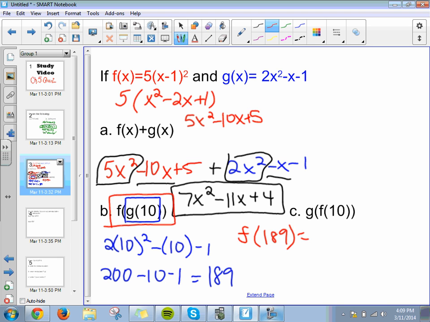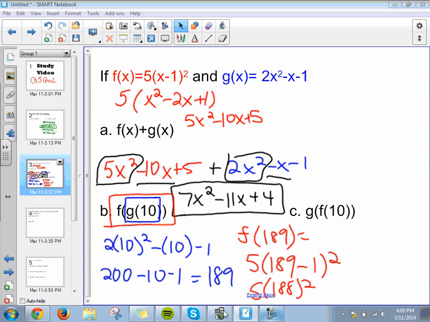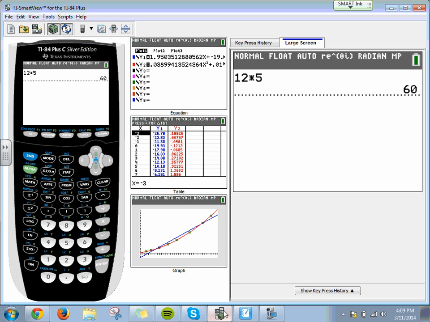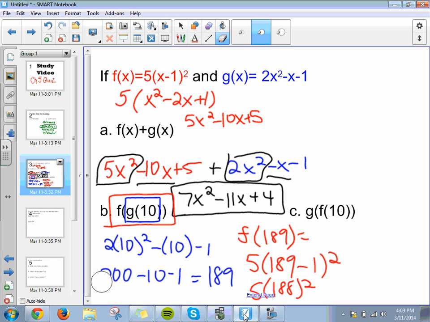So I'm just going to take and plug it in to my unsimplified version. 5 times the quantity 189 minus 1 squared. So I'm going to take 5 times 188 squared, which again will be huge. So 188 squared times 5 is 176,720.